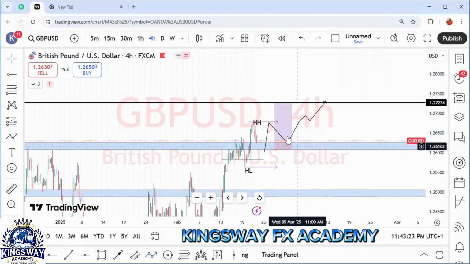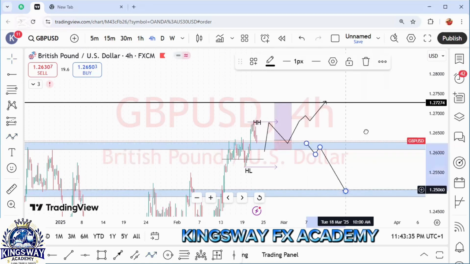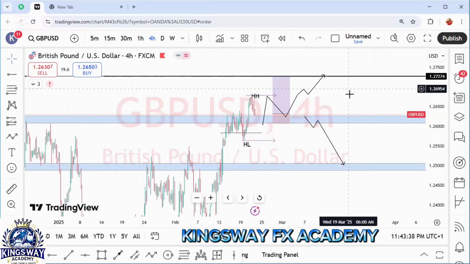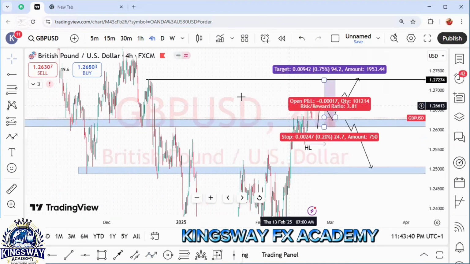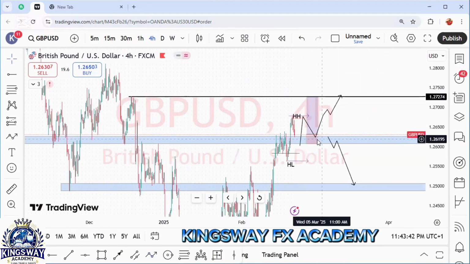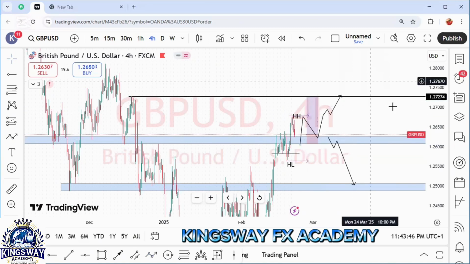For a short position, I will be expecting the market to break below this zone again and give me a retest, then my final profit target will be at this one. So these are going to be my scenarios or setups which I'll be expecting in order to go short or long on the US30, the gold, and also the GBPUSD.